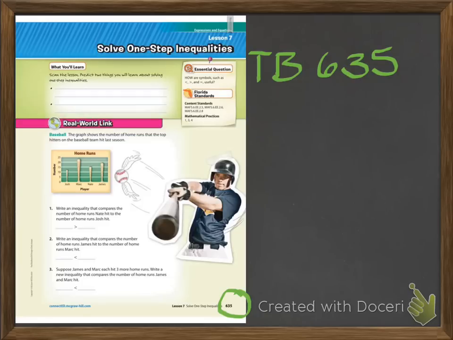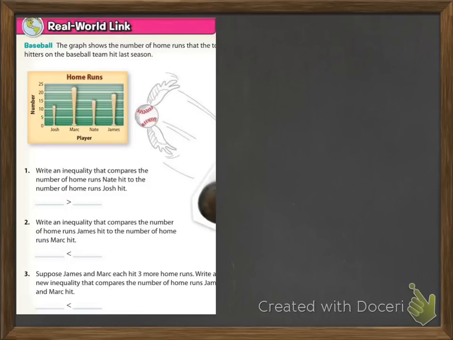So you're looking for this baseball batter here with the baseball with wings on it on textbook page 635. Under the real world link, it says, the graph shows the number of home runs that the total hitters on the baseball team hit last season. Write an inequality that compares the number of home runs Nate hit, so we're going to go ahead and underline Nate, to the number of home runs Josh hit.